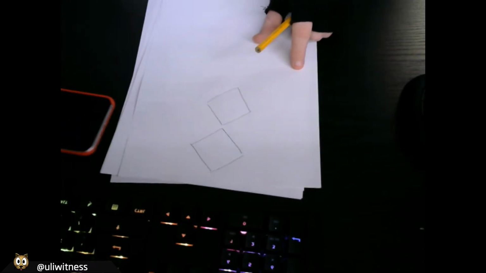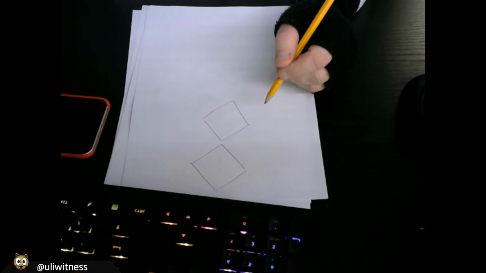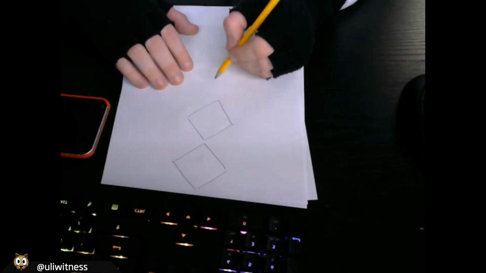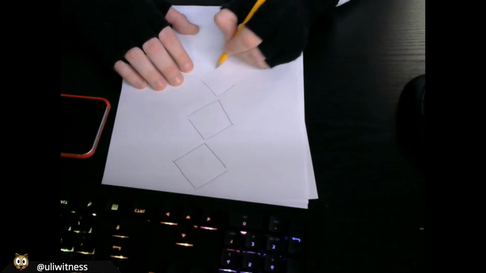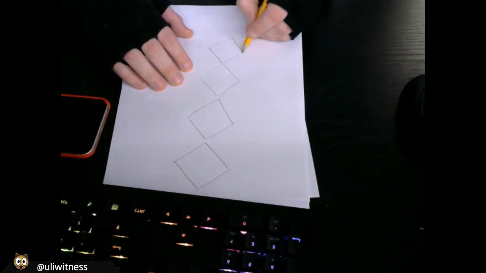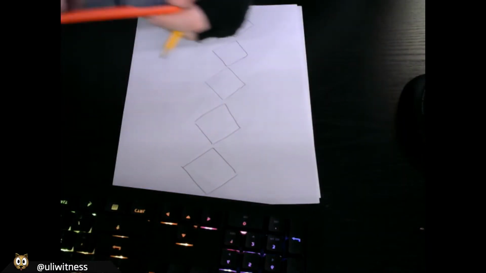Alright, so at least now you should be able to see something, right? Yes. Okay, 1, 2, 3, 4, 5. It's not very straight, I know.